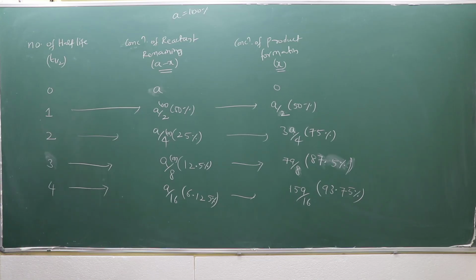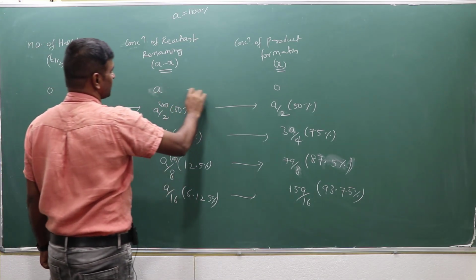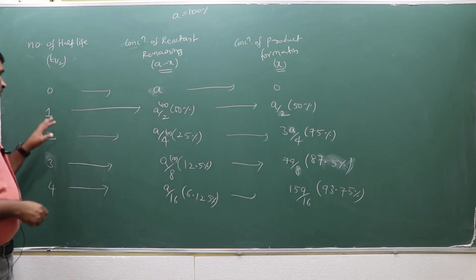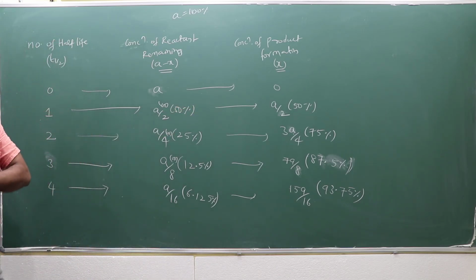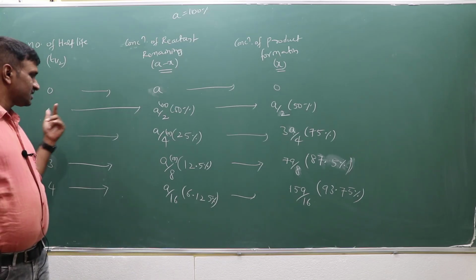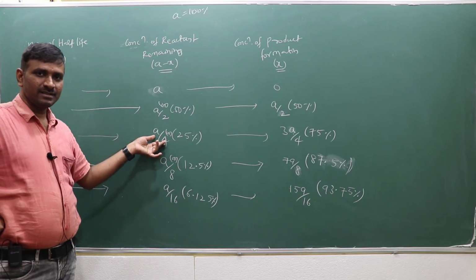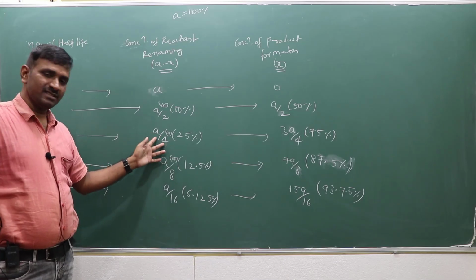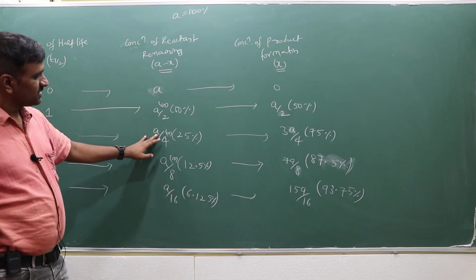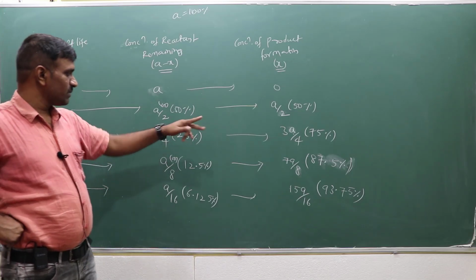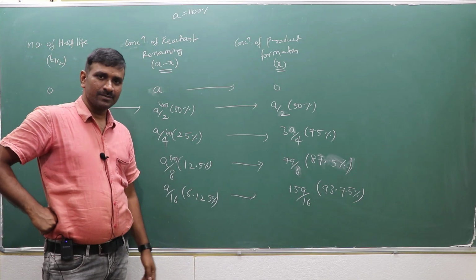So how to remember this? Suppose at 0 time this is happening. In 1 half-life, this is A by 2, this is A by 2, you know that. If 2 half-lives, the number of half-lives is 2, so this is square, A by 2 square, A by 4. When A by 4 is left, how much is product formation? 3A by 4. A by 4 plus 3A by 4, total is one, which is equal to A.